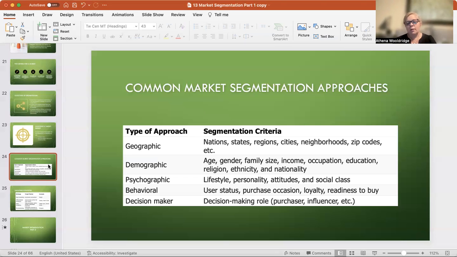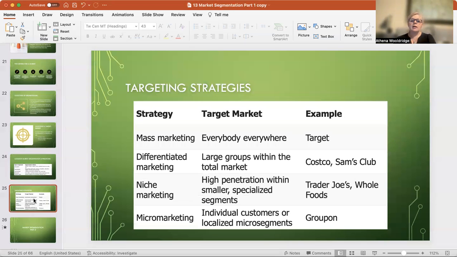Decision maker, the person who has the decision making role. A lot of moms are targeted when there are products for children. Mom is a primary consumer, so she is going to be targeted and segmented for items that are related to children. We can talk through these things really quickly.